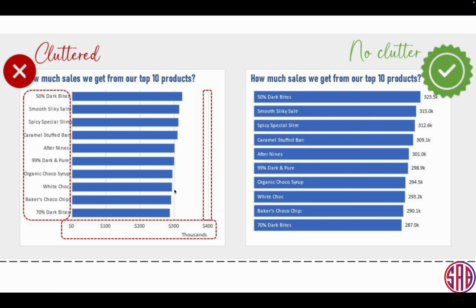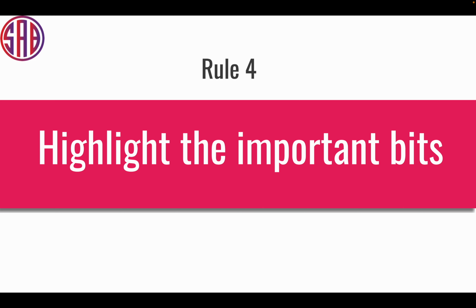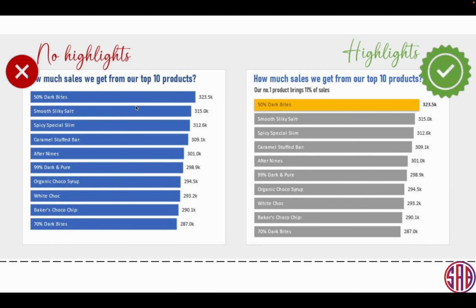And number 4, highlight the important bits. Always at a high level, people will not want to look at all the 10 products you have given us, but highlight the best and tell the story about it. You see here, our number 1 product brings 11% of the sales. I already know what I have to focus on. 50 dark baits brings 11% of the sales. Go to the market and do the stocking. That's a decision taken in no minute because I highlighted what is the best, and that's what the high level manager wanted to look at.